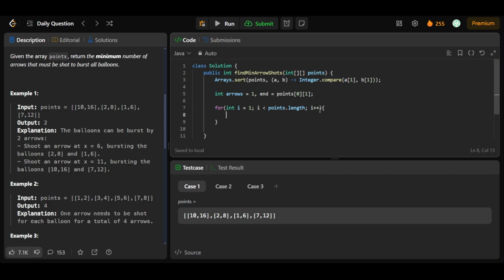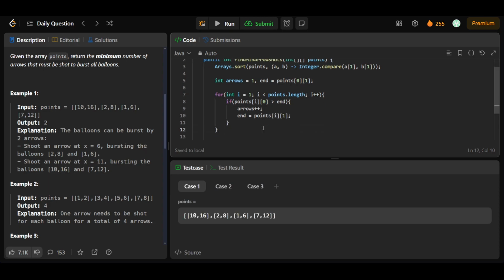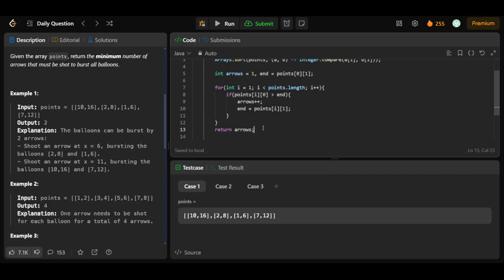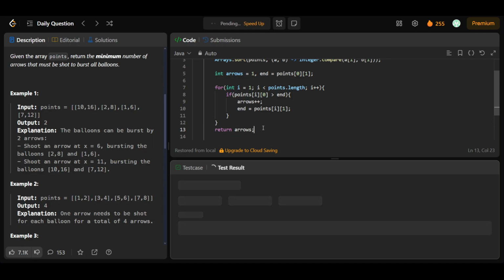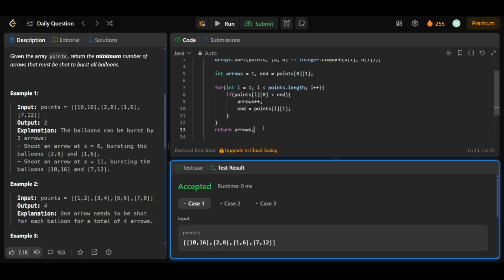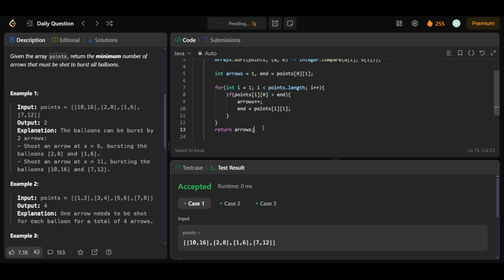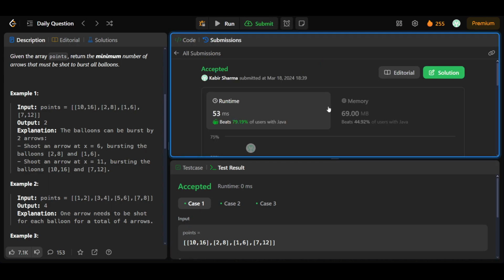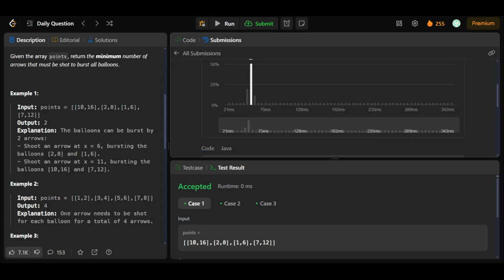Then we'll be checking if the starting point of the next interval, that is points[i][0], is greater than the ending point, we'll increment our arrows, and we'll set our end point to the current point's end point, points[i][1]. At the end we'll just return the total number of arrows, and let's run it. Yeah, and it gets accepted. Now let's submit it, and it works perfectly fine. Okay, so this was it for today. Thank you for watching.